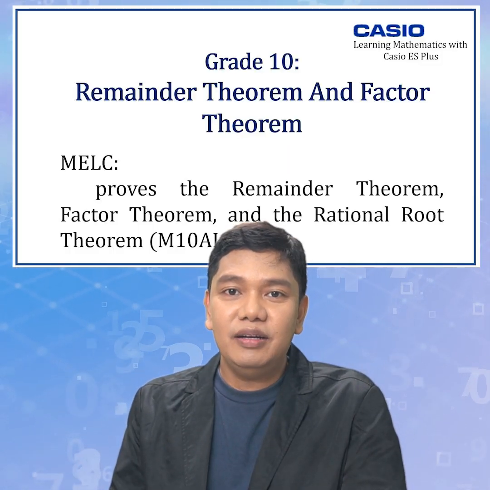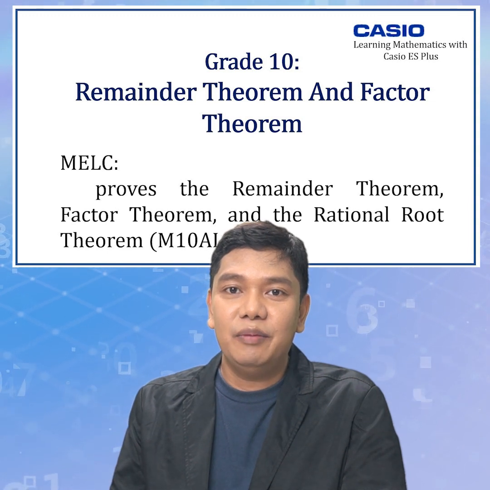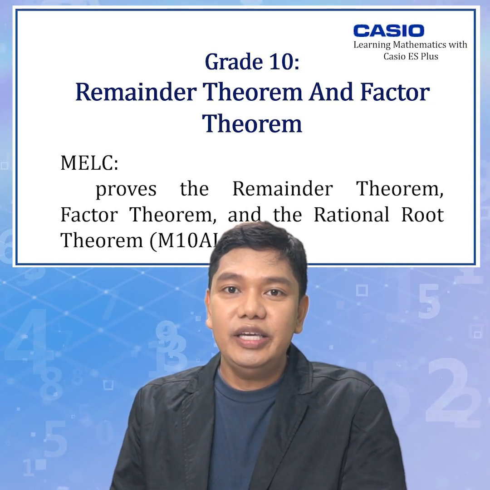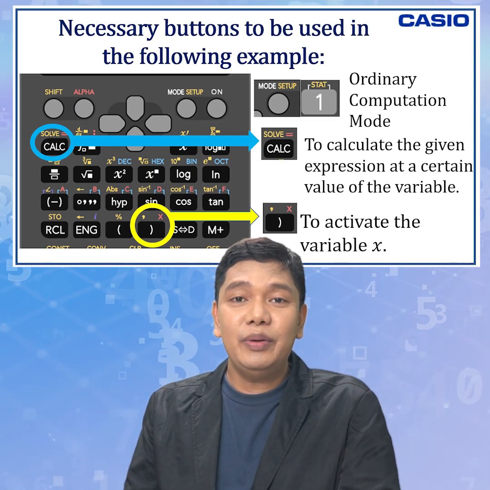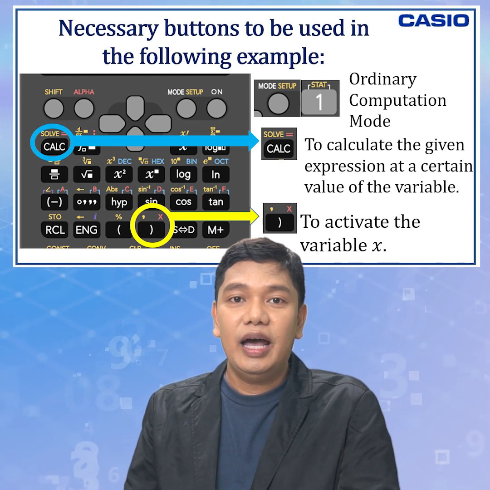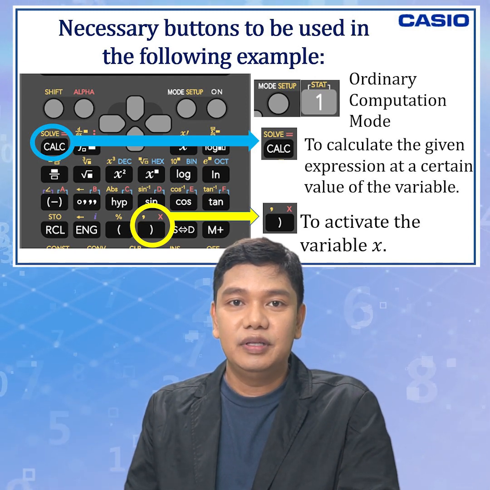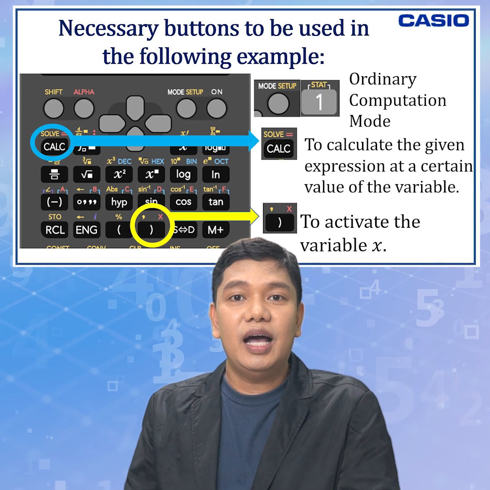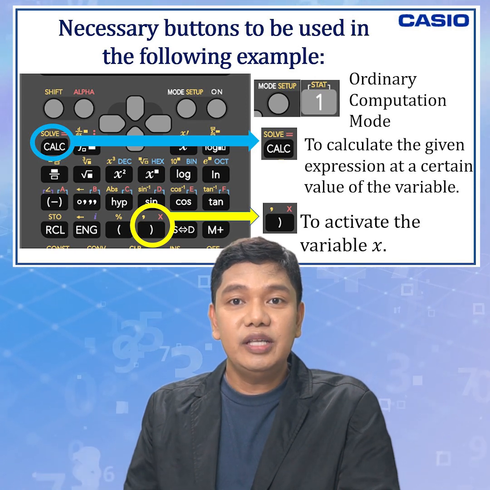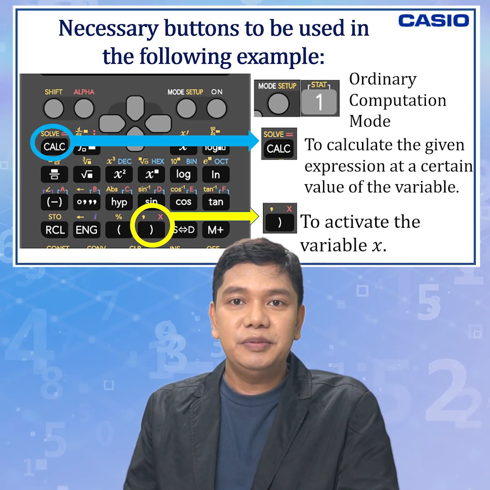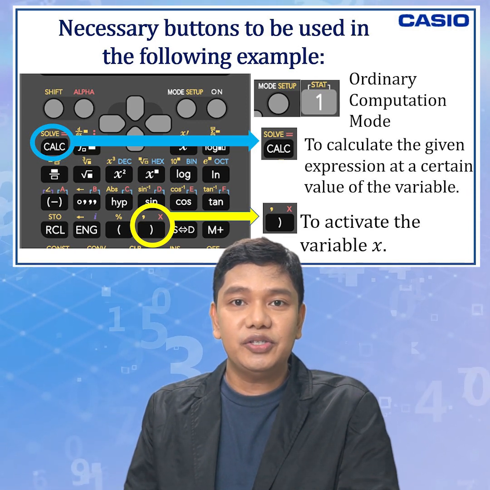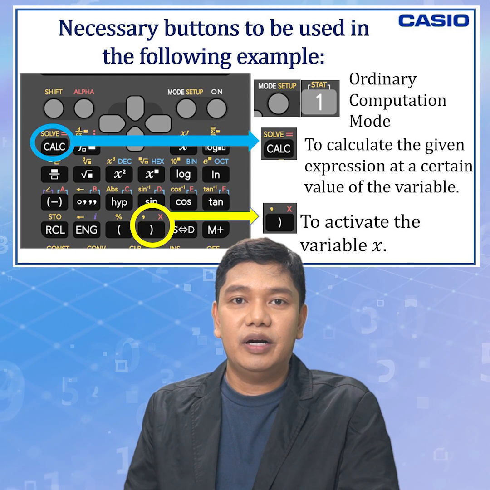For this video, we will explore the remainder theorem and factor theorem using our Casio ES Plus calculators. To assist us, be reminded of the following buttons that we will use as the session goes on. Mode 1 gives us the default mode, which is the ordinary computation mode. Calc button helps us calculate the given expression at a certain value of the variable.